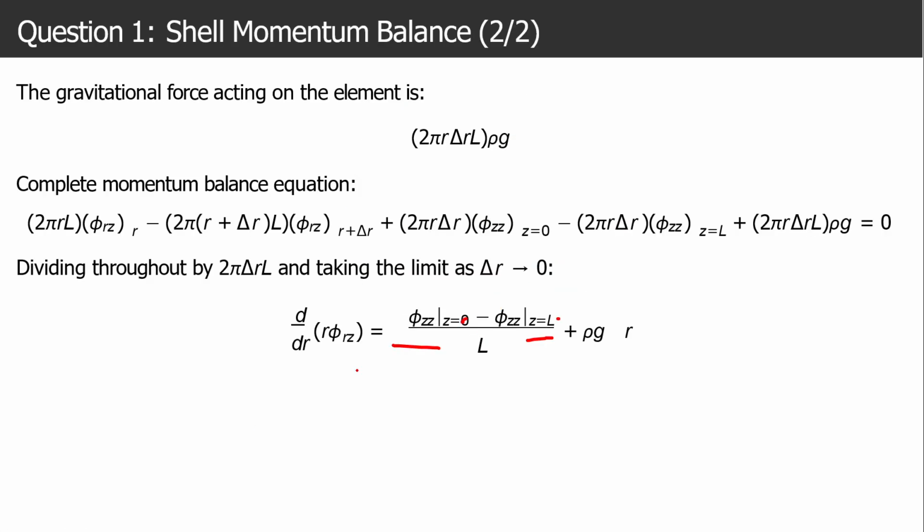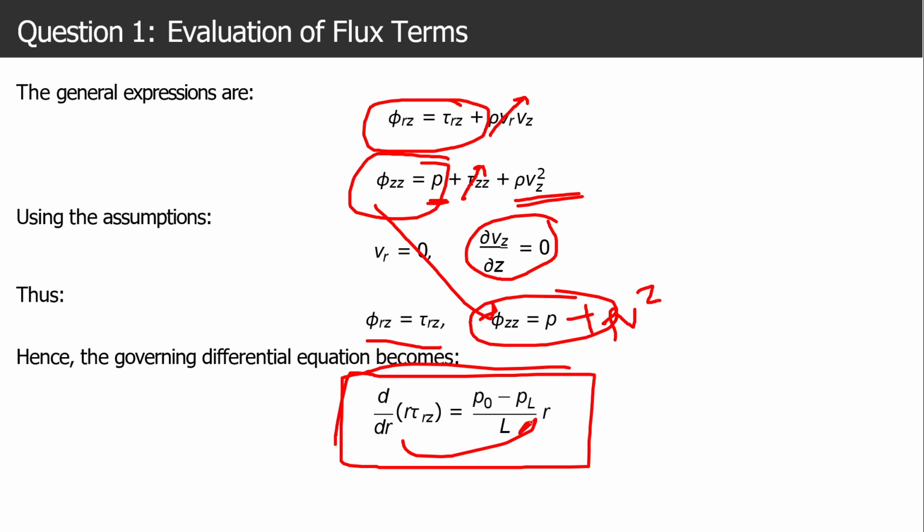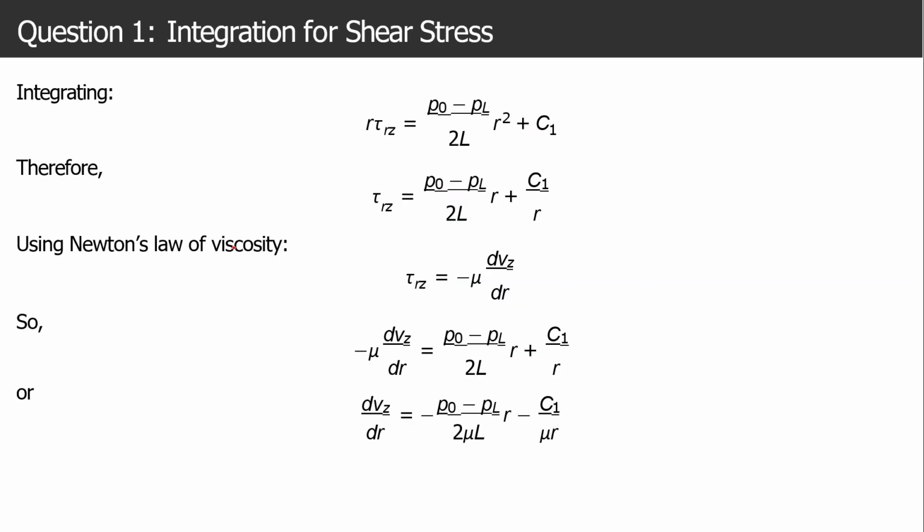Now the pressure term is there and rho g r is there. We combine both terms, p and rho g r, and call it the total pressure, (p0 minus pL) by L. So this is what we got. This is the differential equation. Integrate it, take dr to this side and integrate. So we'll get r tau rz. Divide this equation by r. After dividing, we will get this, and so we obtain tau rz.